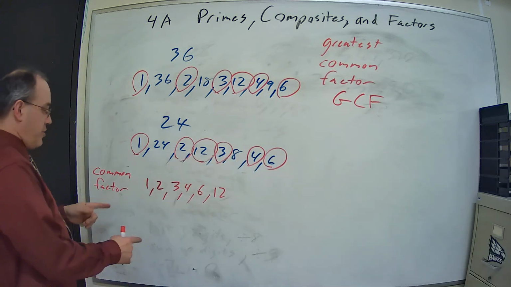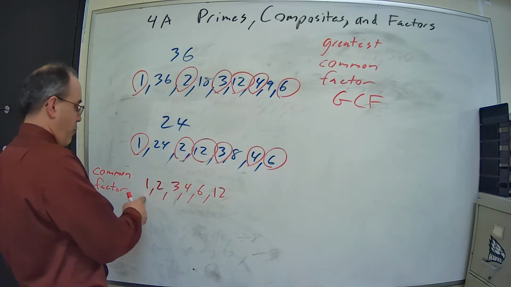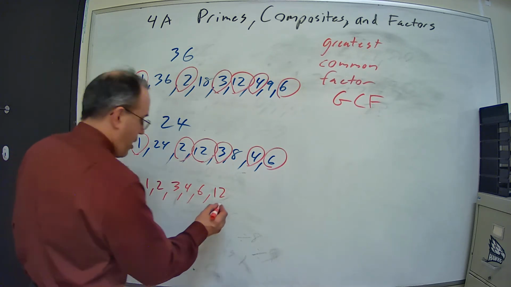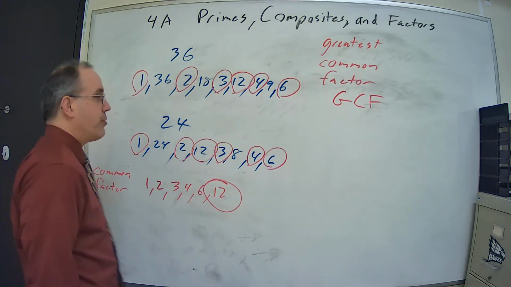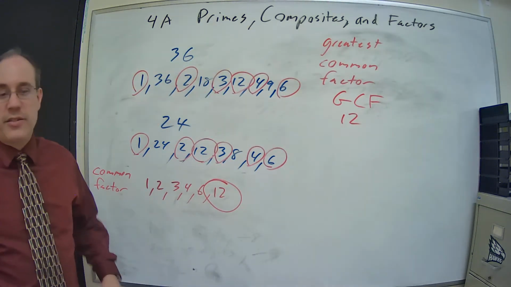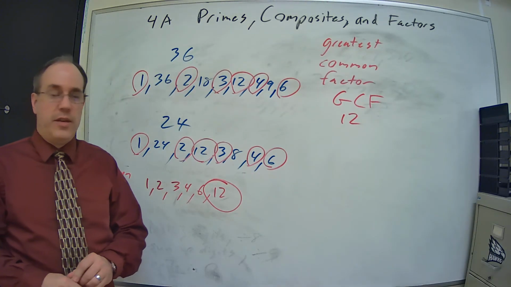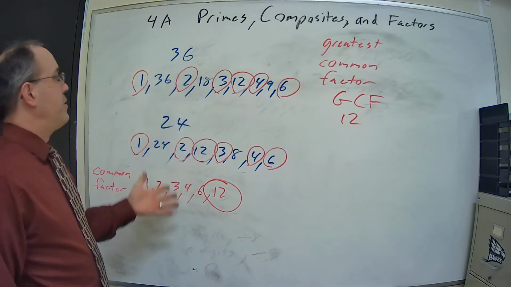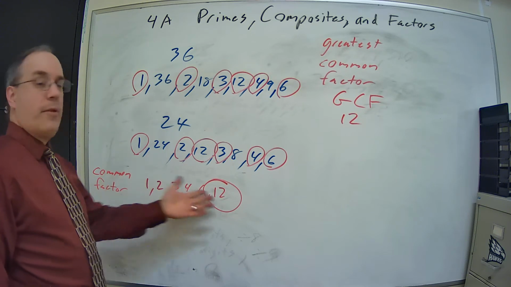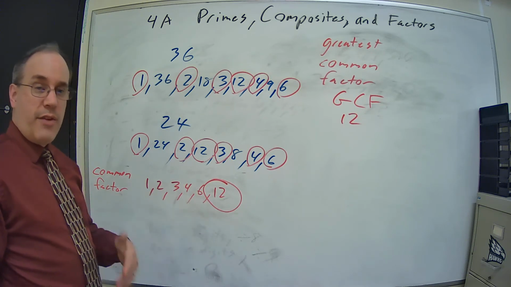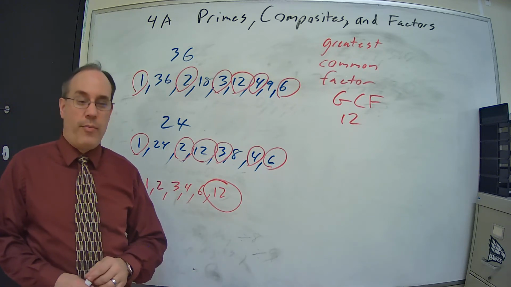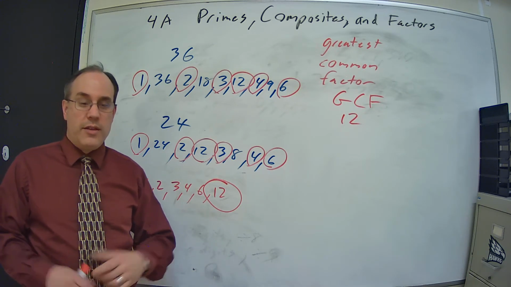So if we look at this, we say, aha, the common factors are 1, 2, 3, 4, 6, and 12. So the greatest common factor is the largest of those. So in this case, 12 is the greatest common factor. So we factor both the numbers, find all the factors of each of them, we find the common factors, and then if we want the greatest common factor, it's just the largest number that's a factor of both of them. So that's pretty cool.